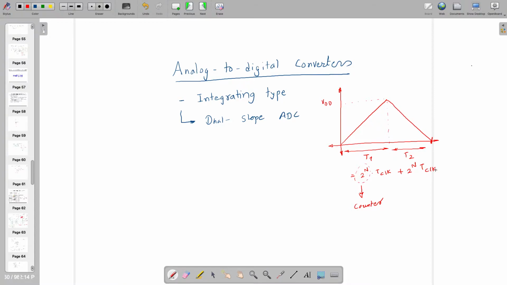So can you tell me, in the worst case, if you are designing a 7 bit ADC, how much time do you require to convert an analog signal to a digital signal? 256, or you're saying 2 to power 8 T clock, yeah, that is what you require. So it's 2 raised to n plus 1 times T clock. That's the requirement.